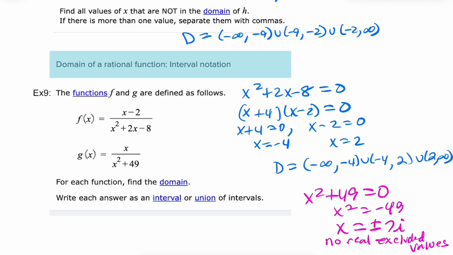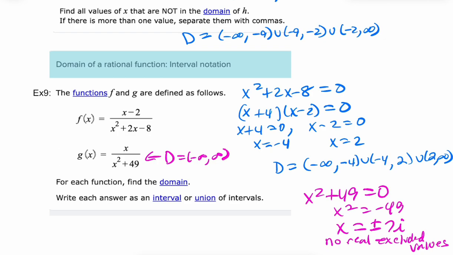So for g, the domain is all real numbers. There's nothing that messes that one up because the graph is only depicting real numbers. There's no complex numbers, no imaginary stuff on a graph. So if you get excluded values that are numbers containing i's, whether you solved it this way or using the quadratic formula, if you get negatives under the square roots, those aren't counting for excluded values.